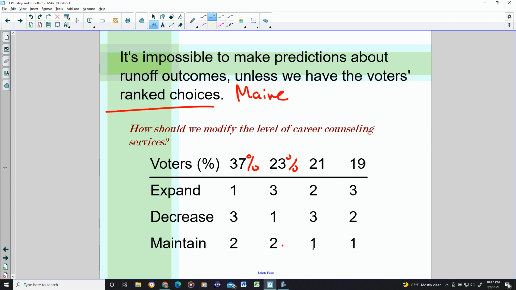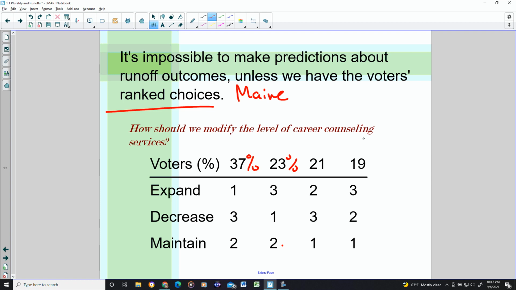21% of the voters said, no, we'll maintain. And then they said, no, we will maintain, but if we can't maintain, we prefer to expand or decrease. 19% of the voters said the opposite. While they want to maintain services, they'd be open to decreasing rather than expanding. So they were given a list of options and they were able to put them in this order.